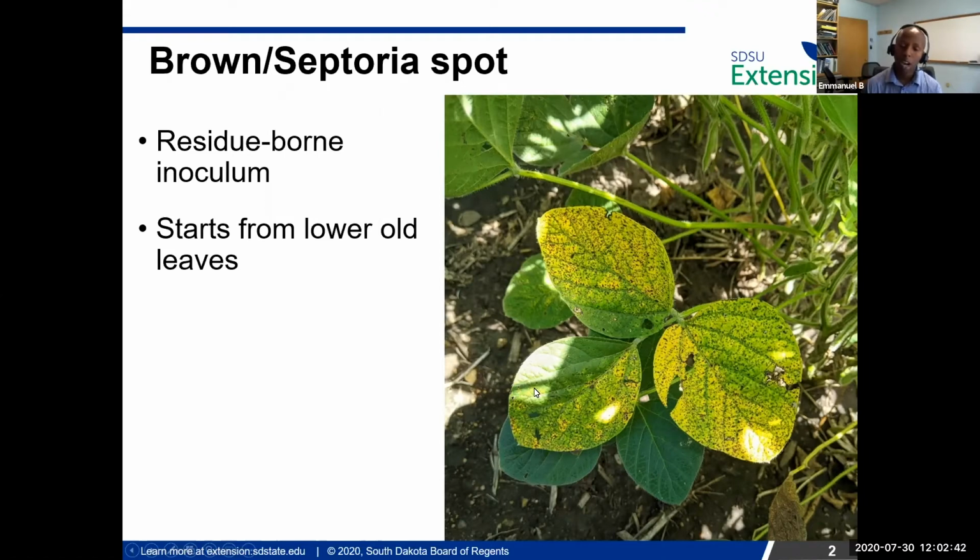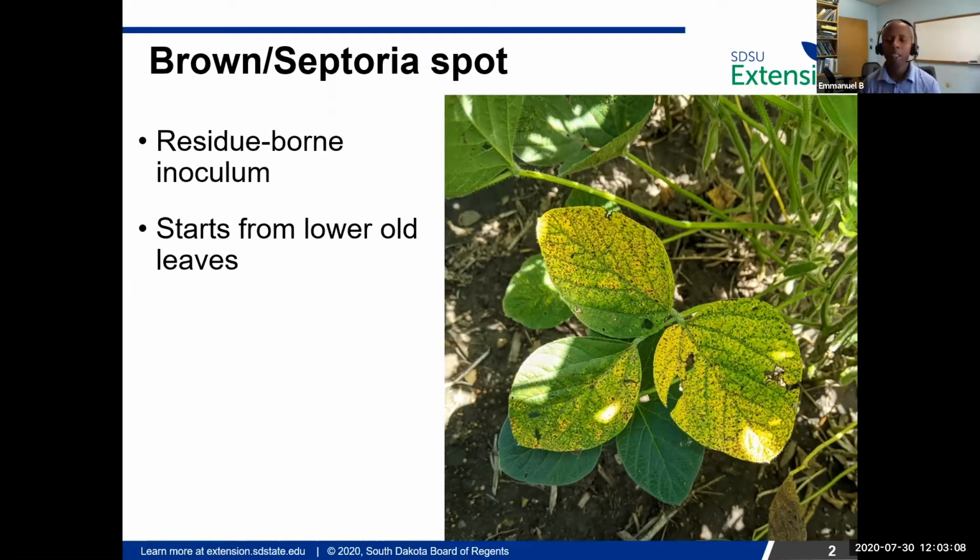You can see that half of this leaf is pretty yellow and the other half is not. And the half that's not yellow is not showing a lot of brown spots. So when you have a lot of these spots developing, the leaf can start yellowing and prematurely drop. And so if this is happening in the middle canopy, then you can have yield loss caused by this disease.